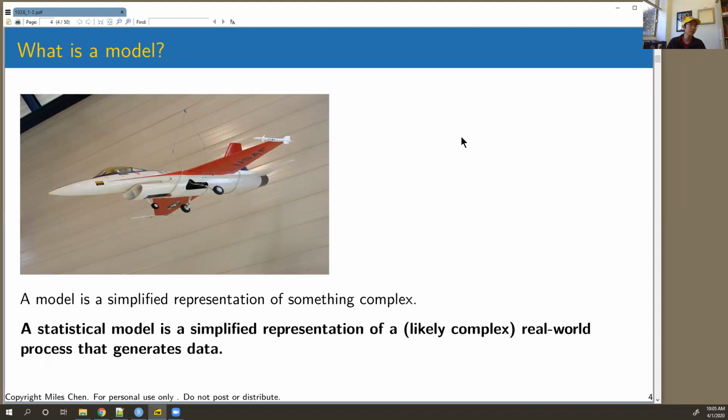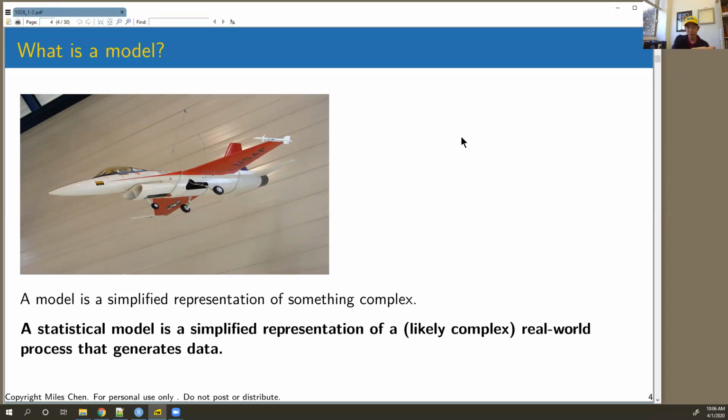All right, so let's talk about, what is a model? This is a word that we throw around a lot in statistics, and we talk about statistical models, and it's a very important idea. But what exactly is a model? Here I've got a picture of a model airplane, and one way we can think of this is that a model is a simplified representation of something complex, right? This fighter jet is a very complicated machine. The real version is very complicated, okay? And here we have a toy model of it, a simplified representation.